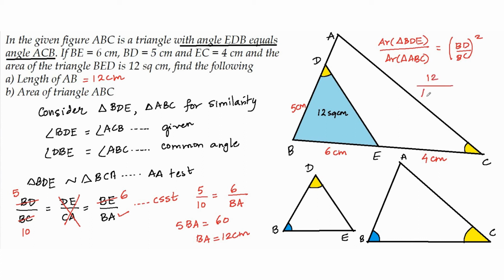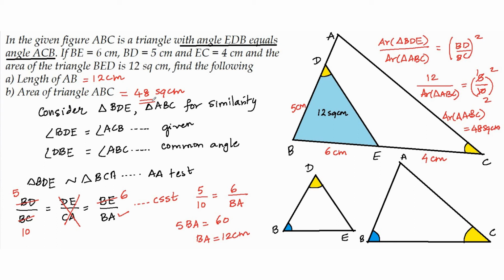So 12 divided by area of triangle ABC is going to be equal to, how much is BD? BD is 5 and BC is 10. So 5 by 10 the whole square. Which means if you actually calculate this, 5 and 10 simplify by 5. So it is 1 upon 2 the whole square. And cross multiplying, you get area of triangle ABC is equal to 4 12s are 48 square centimeters. Therefore, the area of complete triangle ABC is 48 square centimeters. This is the area of the whole triangle.